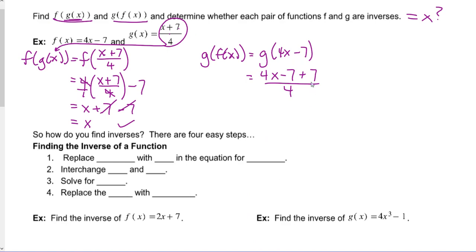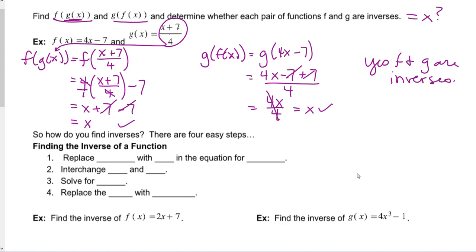And so, notice, I'm going to be able to cancel those 7s on the top. If I simplify the top and simplify the bottom and then cancel what I can, what I'm left with now is 4x over 4. Notice those 4s are going to now cancel out and leave me with x, which is good because since they are both equal to x, yes, f and g are inverses.